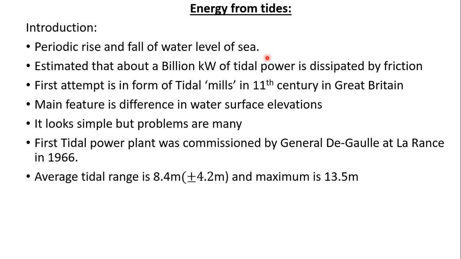The main feature of the tidal cycle is the difference in water surface elevations. These elevations are called high tide and low tide. The difference between the high tide and low tide is the energy which we have to extract. If this differential head is utilized in operating a hydraulic turbine, this tidal energy is converted into electrical energy if you attach a generator to this turbine.